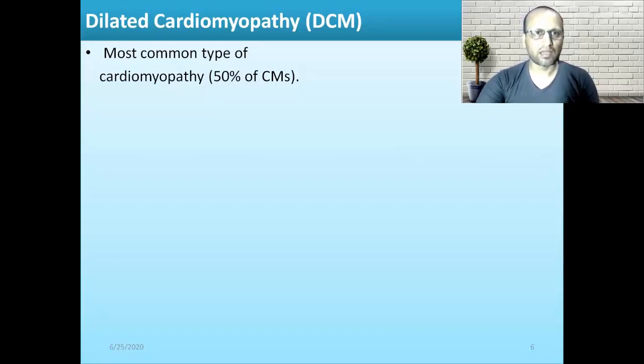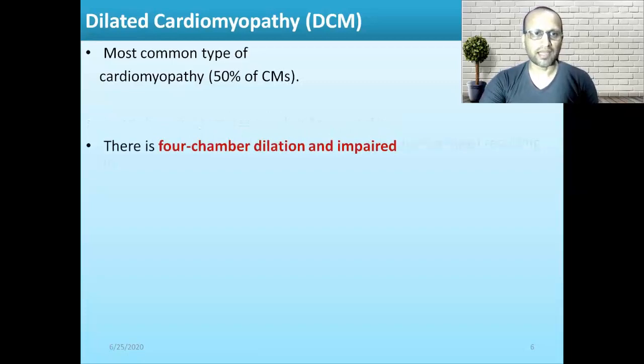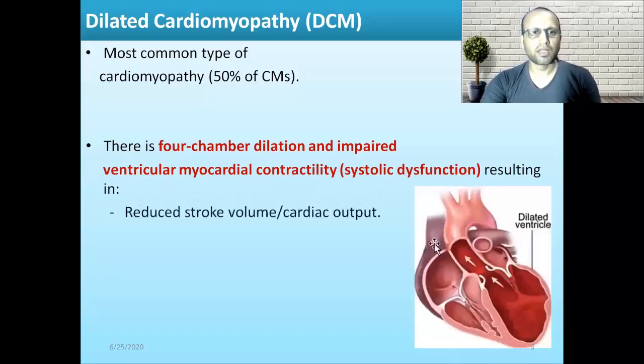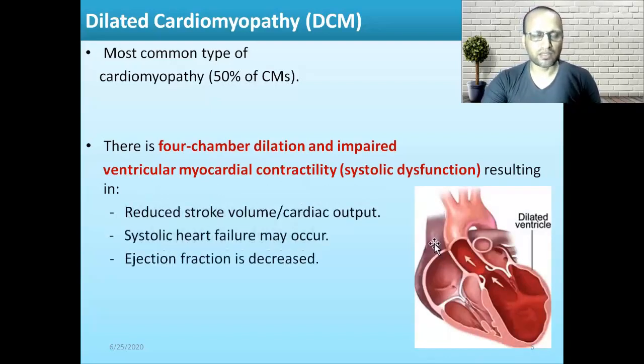Now let's study the most common type of cardiomyopathy, that is dilated cardiomyopathy. There is four-chamber dilatation and impaired ventricular myocardial contractility in dilated cardiomyopathy, and such dysfunction is called systolic dysfunction. Because of decreased myocardial contractility, stroke volume, cardiac output, and ejection fraction are decreased. In advanced cases, a patient can suffer from systolic heart failure.